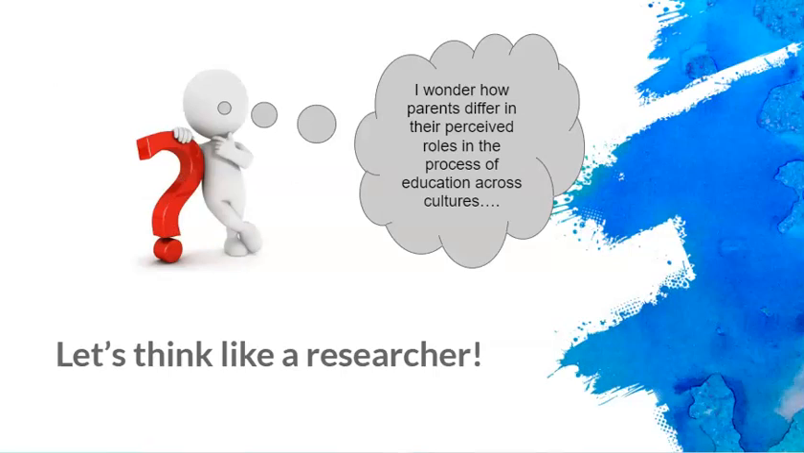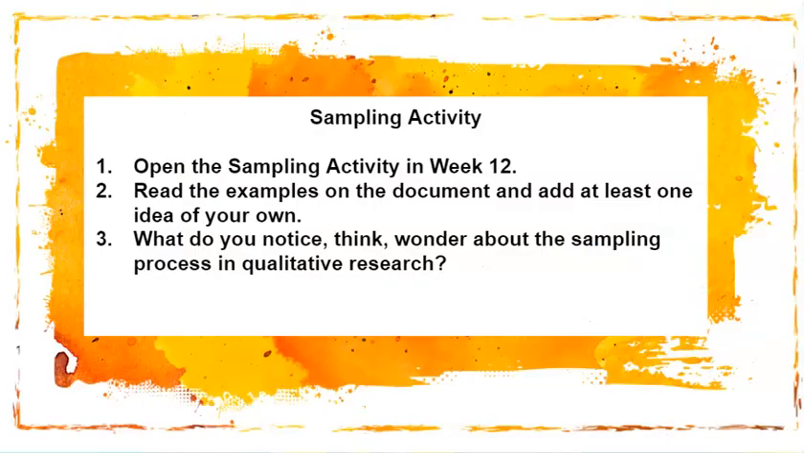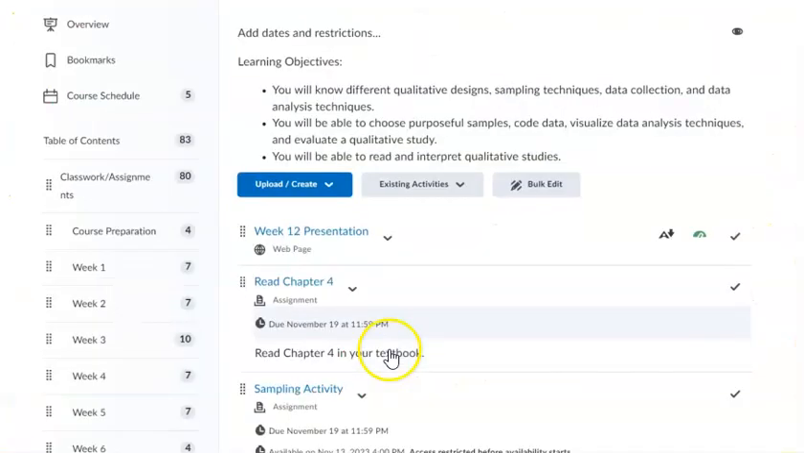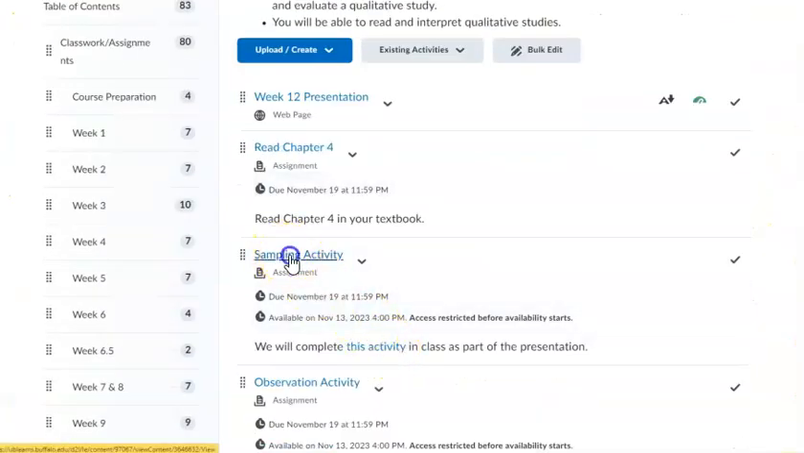So let's think like a researcher. Here we have this research question: I wonder how parents differ in their perceived roles in the process of education across cultures. You're going to participate now in a sampling activity. We're going to go to week 12. We're going to read examples on the document, and you're going to add at least one idea of your own. Then we'll look at the big picture and at what you notice, think, and wonder about the sampling process in qualitative research. So here we are in UB Learns.